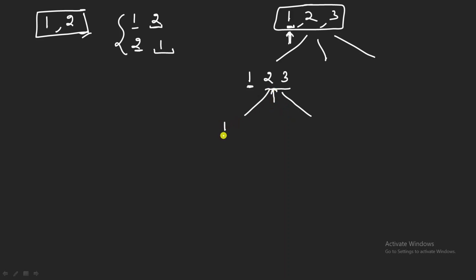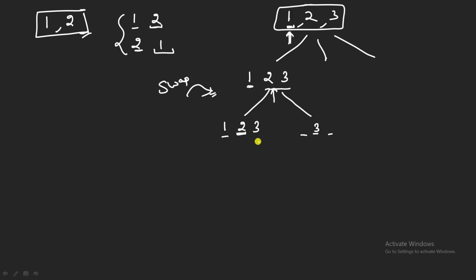So 1 will remain as such, but here I am fixing the element. Either 2 can come, or 3 can also come, right? So let's move with this direction. Here 2 is fixed. I will tell you later, when I explain the code, that I am actually swapping. Swapping means interchanging. I am actually swapping 2 with 2, and now 2 is fixed. 3 will be there. Now I have fixed this position also: here 1 is fixed, here 2 is fixed.